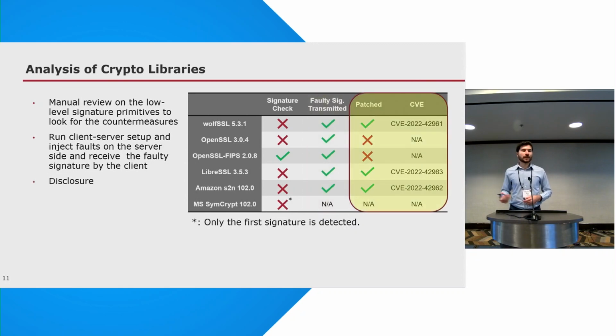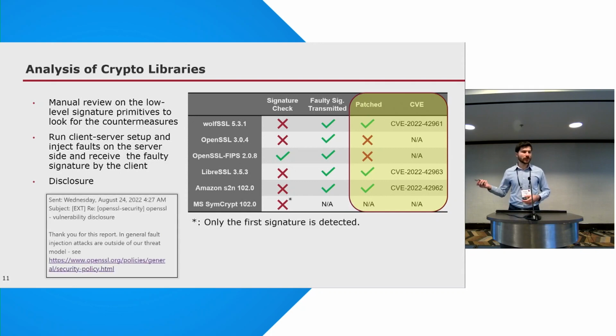And we also disclosed our findings to the library authors, and WolfSSL, LibreSSL, and Amazon acknowledged the issue, and they worked with us on a patch. OpenSSL also acknowledged the issue, but they stated that Rowhammer and, in general, fault injection is not in their threat model.